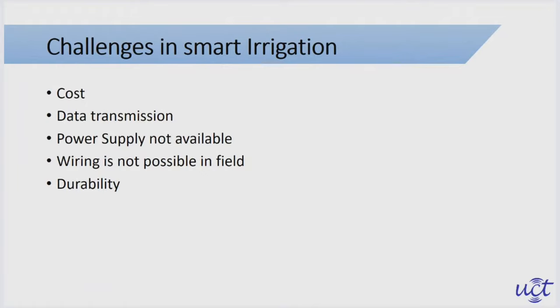Another one is data transmission, because these smart systems require some kind of network or internet connection. But in a field, in a remote area, data transmission will be a challenge, because we cannot lay down fiber optic or Ethernet wire there. Power supply is also a big challenge, because in a field there is mostly no power line, and power is not available at every end. Power is available at the motor or tube well where the system is installed, but not at every field level.